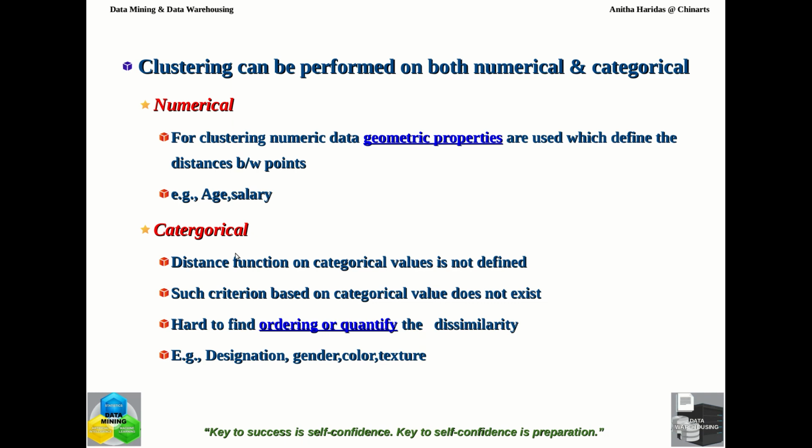Say for example, if I take the designation, color, red, blue, green, pink, orange, etc., or the texture, or the gender like male and female, these are some of the categorical attributes. So for these categorical attributes, distance function is not at all defined. And not only that, this kind of criterion based on categorical value does not exist. The kind of distance function does not exist, and it is very hard to find the ordering or quantify the dissimilarity of the categorical data.